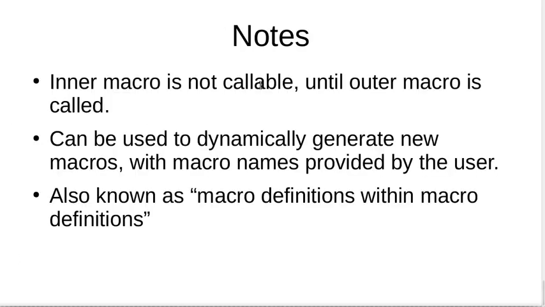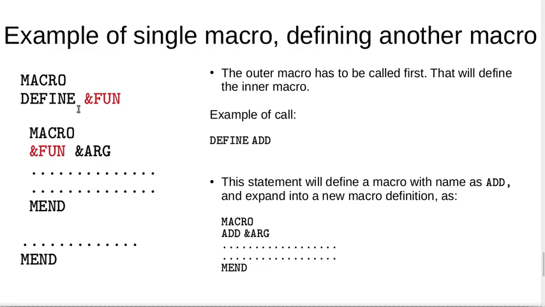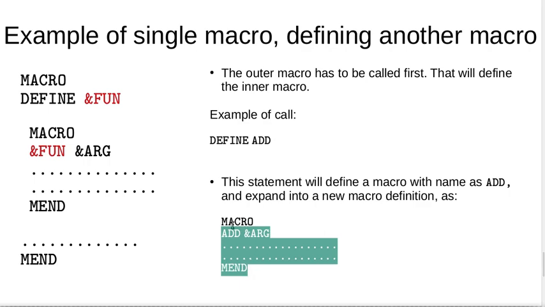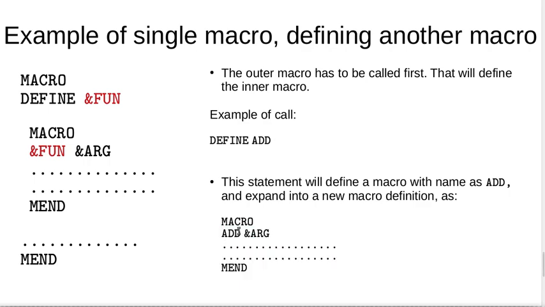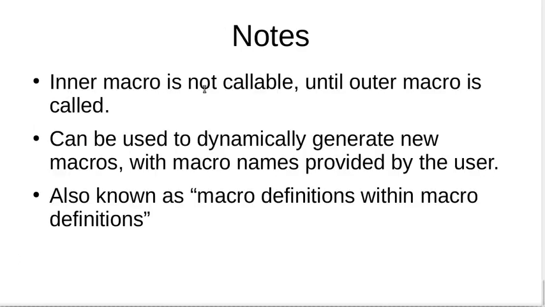So some concluding notes. See, the inner macro is not directly callable until the outer macro is called. So first we have to call the outer macro. First we have to call define add. Once we are calling this, then a macro add will automatically be defined. And once this has been defined, we can then call the macro called add. Then we can actually say add AR or add B, add C, add data 1, add data 2. We can do this then. So the inner macro is not callable until the outer macro is called. This is the first thing we have to understand.